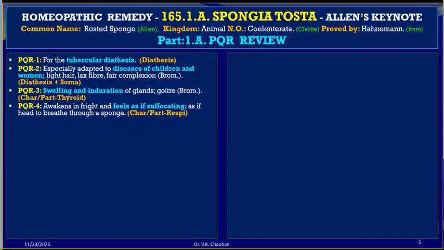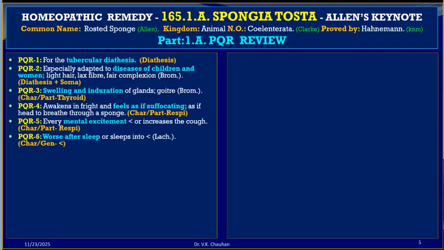PQR4 tells us: awakens in the night, awakens in fright and feels as if suffocating, as if had to breathe through a sponge. It is not just had, it is had to breathe through a sponge, and it is a characteristic particular general symptom of the respiratory system. We go to PQR5: every mental excitement increases or aggravates the cough. So again it goes to characteristic particular general, which is the respiratory system.